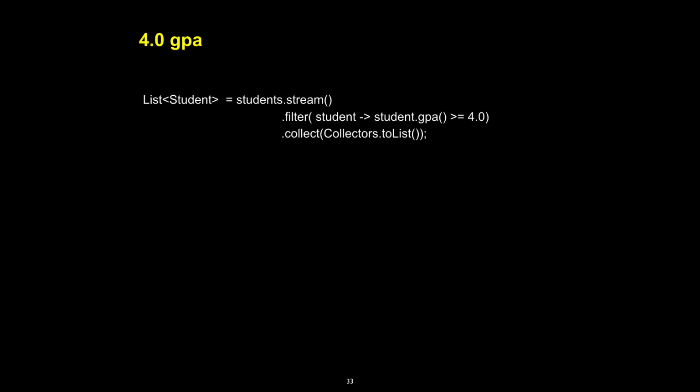I want to find all students of 4G, right? You get a collection of students, give me the stream, then I filter, and then collect, and I'm done. That's a Lambda function too, the filter. Yeah, there's Lambda right there, right?